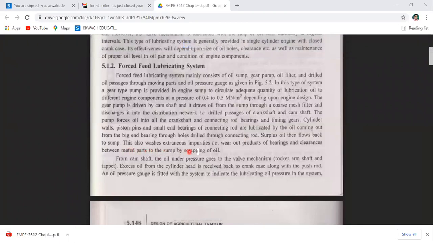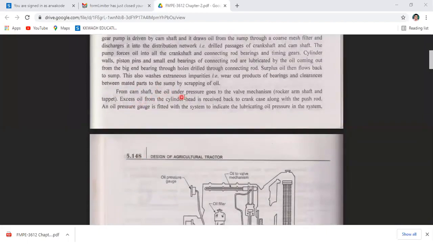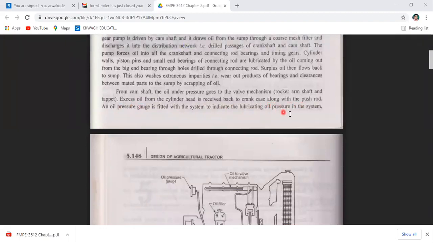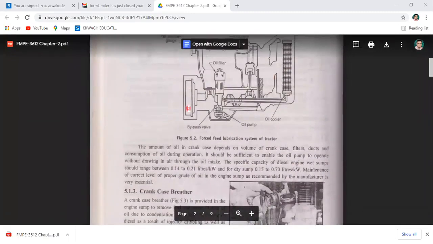This also washes away external impurities and wear products from bearings and the clearances between the mated parts. From the camshaft, the oil pressure goes to the valve mechanism, rocker arms and shafts. Excess oil from the cylinder head returns to the crankcase through the push rod. An oil pressure gauge is fitted in the system to indicate the lubricating oil pressure. This is the oil pressure gauge.